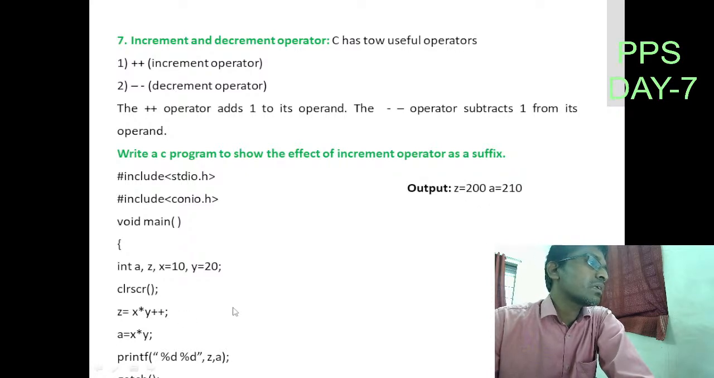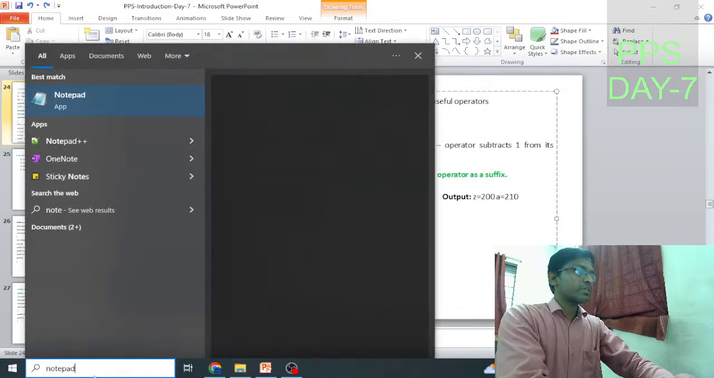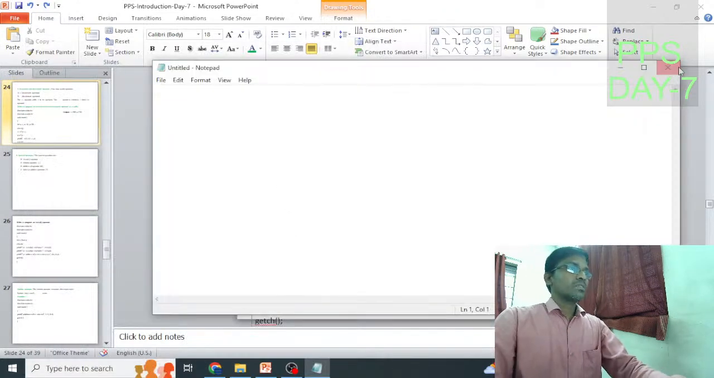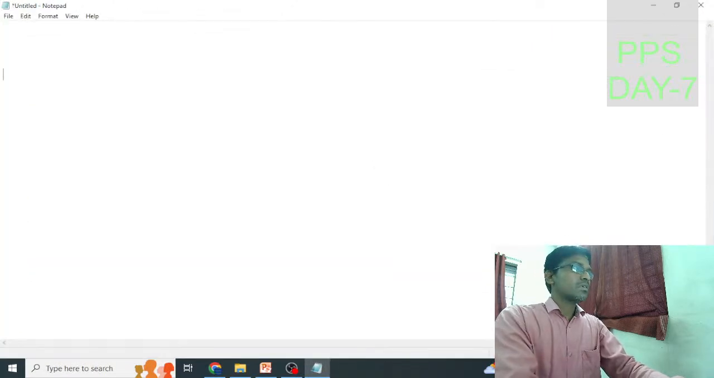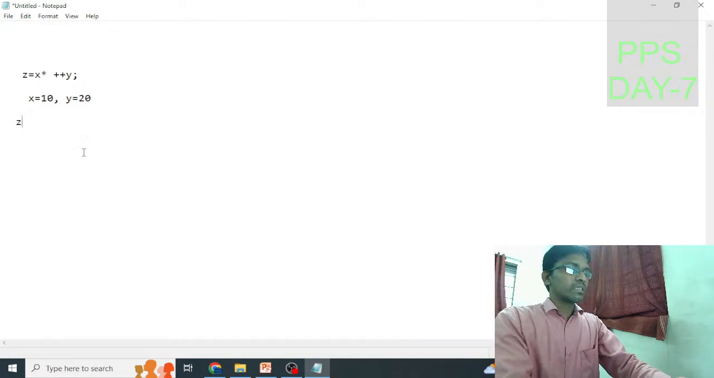For example, I'm going to write the same expression: z is equal to x into plus plus y. Let us take x is equal to 10 and y is equal to 20. Then what is the value of z?